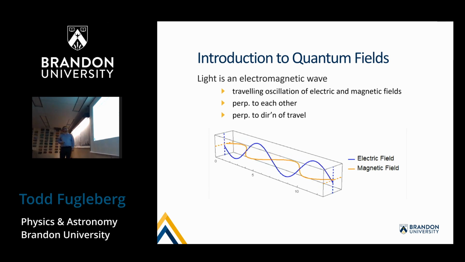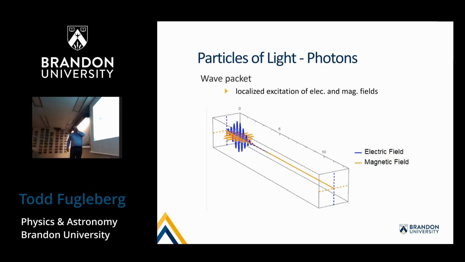And the oscillations you can see of the fields are perpendicular to one another and perpendicular to the direction of travel. So that's what light is. But you might have heard of photons. Photons are basically required to consider the behavior of light at microscopic levels. And they're localized. They're basically like particles of light. So in a very rough way, you can sort of consider a particle of light.